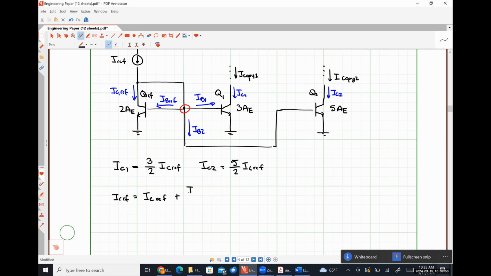So we're going to have IC ref over beta. So that's our IB ref term. Then we're going to have IB1, which is just going to be IC1 over beta. And we've already expressed IC1 in terms of IC ref. So that's going to look like 3 IC ref over 2 beta. And then we have IB2, which is just going to look like 5 IC ref over 2 beta. Hopefully, pretty obviously, we can simply factor out IC ref from this thing.